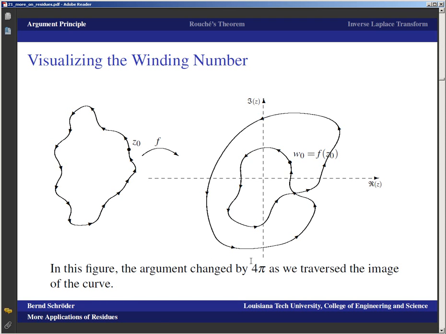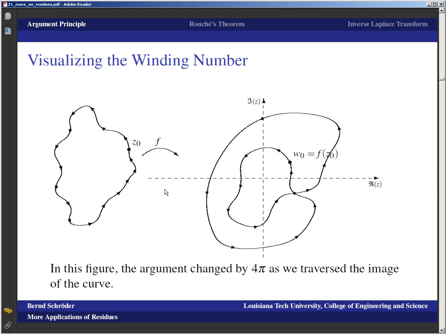And in this figure, if we're looking at the argument, if we start here, well, by the time we've gone around once, the argument has increased by 2 pi, and if we go around another time, the argument has increased by 4 pi, and so that's what that delta c of the argument of f of z is about, and if you divide that by 2 pi, you get the number of times things have wrapped around.